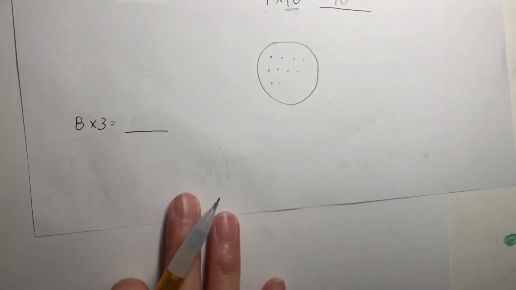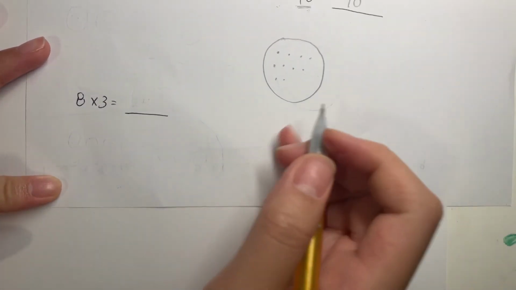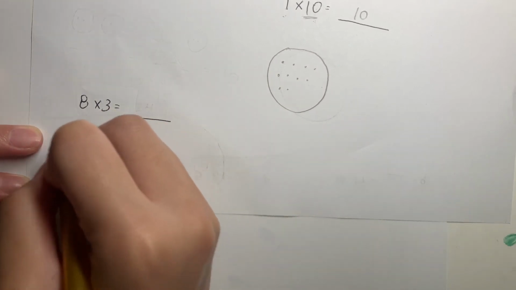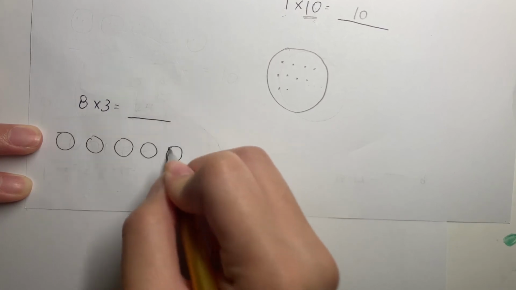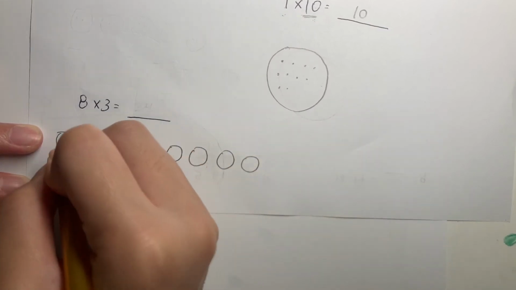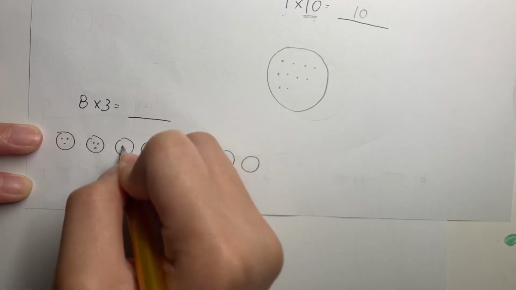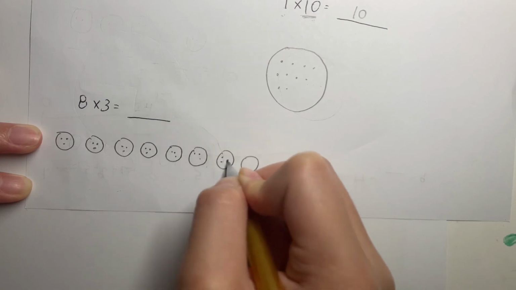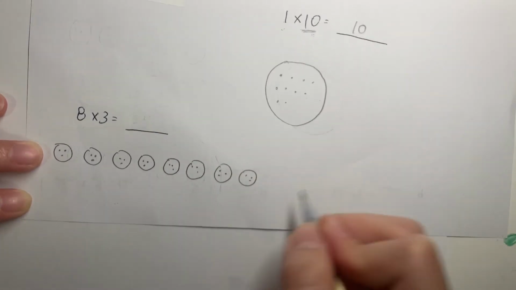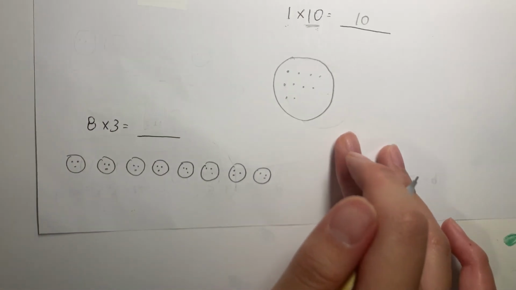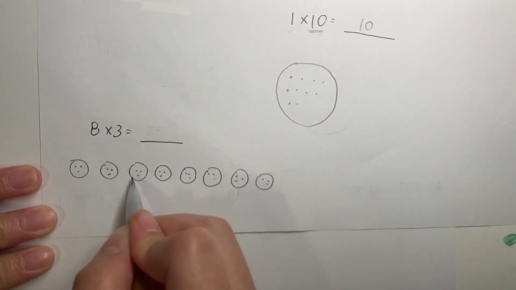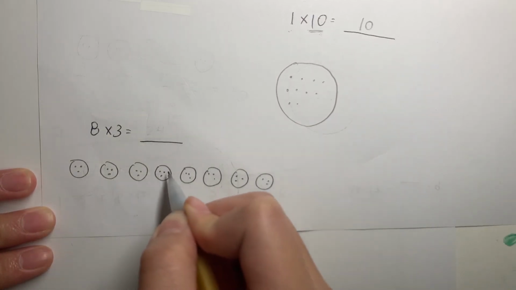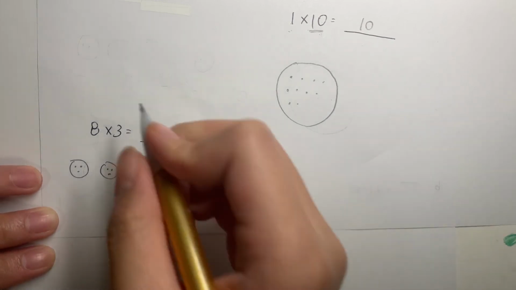Now let's go on to this question. We have 8 times 3. Like we did here, what this question is telling us is that we have 8 groups of 3. 1, 2, 3, 4, 5, 6, 7, 8. We have 3 in each. So we'll draw dots. We have 3 dots in each group of 8. If you count all the dots, 3, 6, 9, 12, 15, 18, 21, 24.